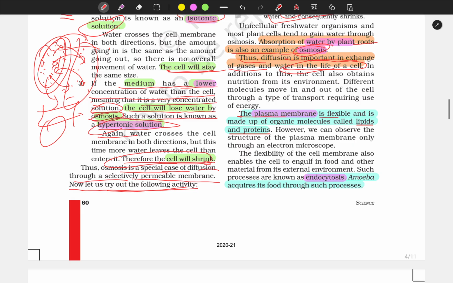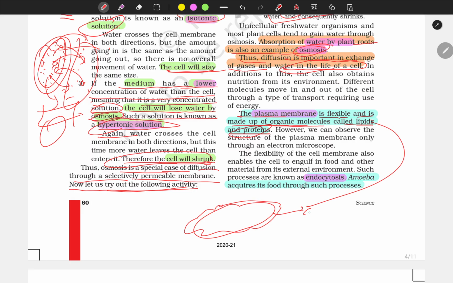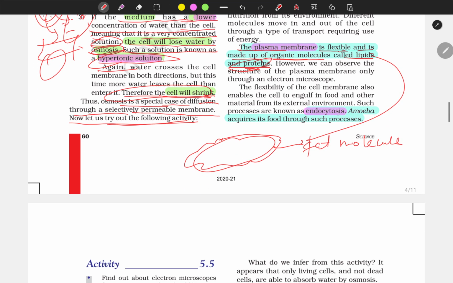The plasma membrane is flexible and is made up of organic molecules such as lipids and proteins. The plasma membrane is the outermost layer, which is selectively permeable, and is made up of lipids. Lipids means fat molecules, and proteins.